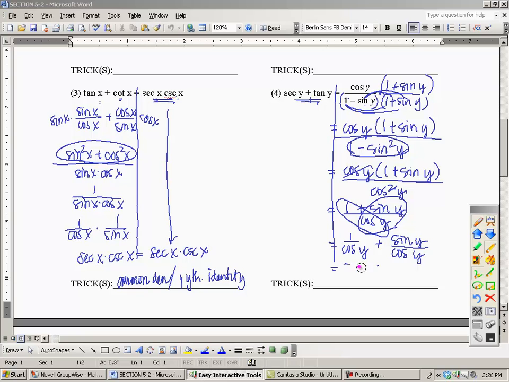Let me try that one again. The secant of y plus the tangent of y, which is exactly what I had on the left side, the secant of y plus the tangent of y. And again, we'd like you to work with only one side at a time. There are going to be times when you have to do both, but the goal is, if possible, to work with one side only at a time.